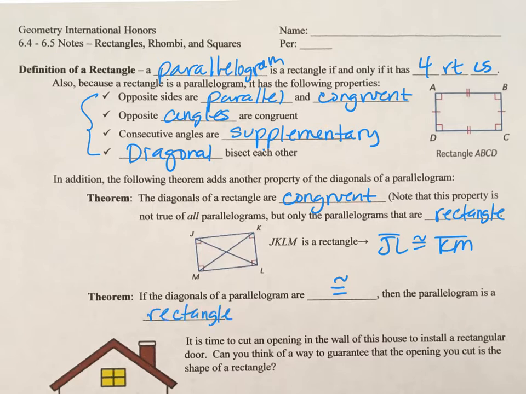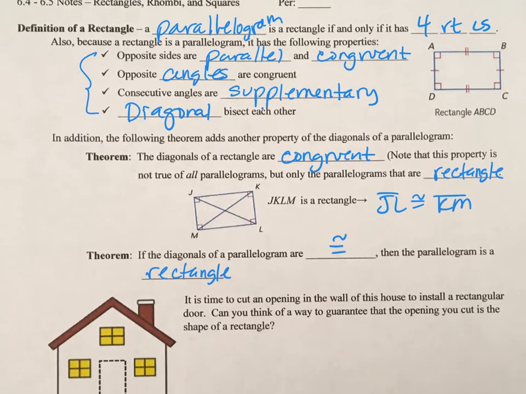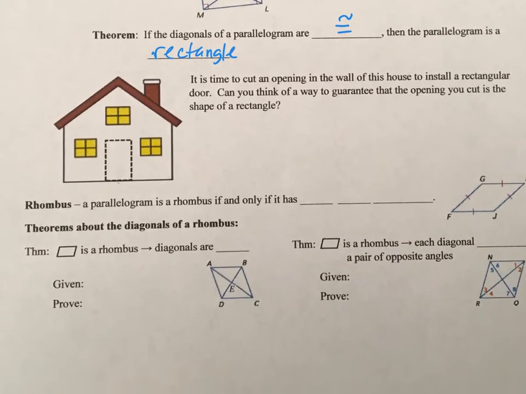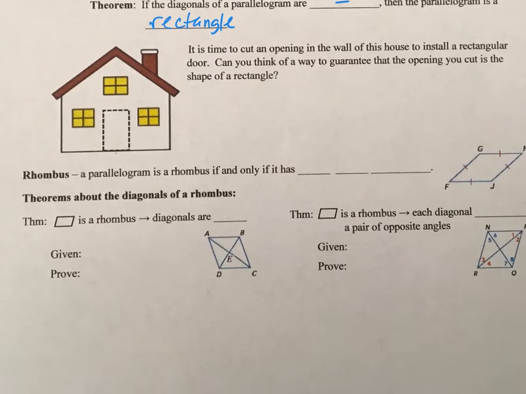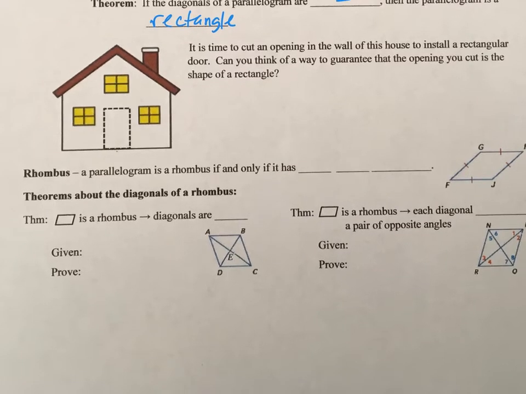Okay, so I have a question for you. Imagine you were building a house, and the time had come to cut a hole in the wall because you're ready to install the door. Now, you know that the door is in the shape of a rectangle, okay? So it's really important, if you've ever talked to a carpenter or a builder, they would tell you to measure twice and cut once. You don't want to make a mistake when you're cutting. You want to make sure that this shape that you cut out is exactly in the shape of a rectangle, because that's the shape of your door.